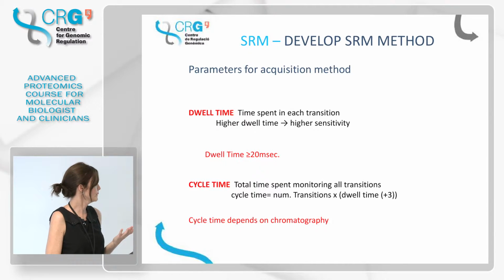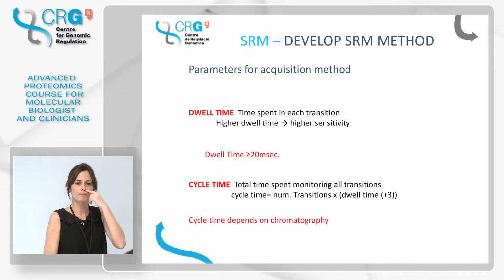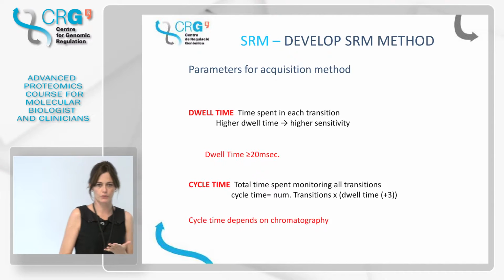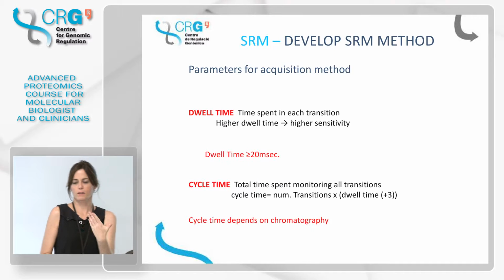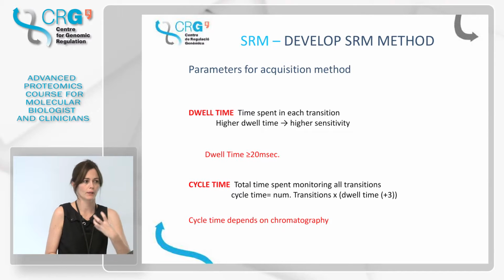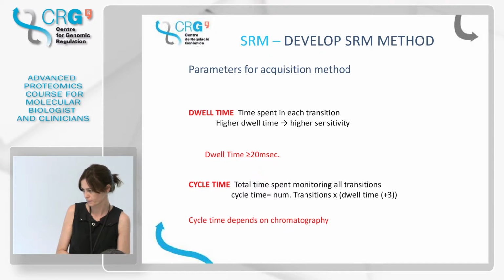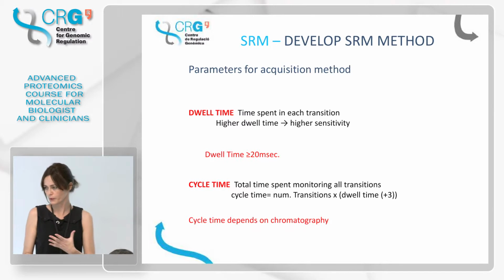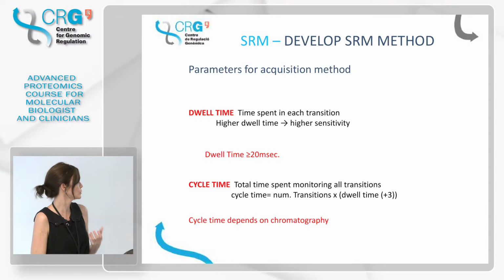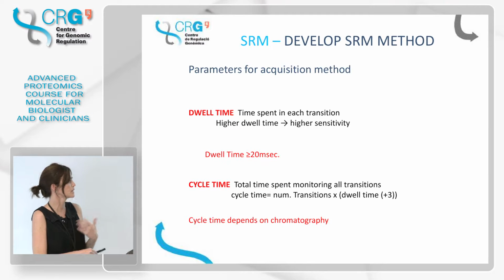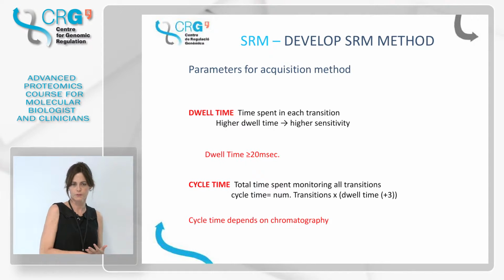Then the dwell time is the time that we spend measuring each transition. It's logical that the more time we spend in one transition, the more sensitive we will get. But this is to a point. So a good, typical number is 20 milliseconds.